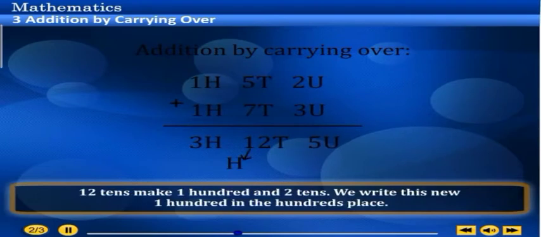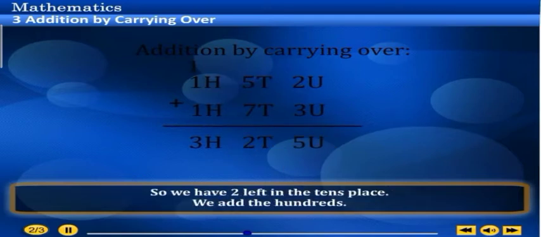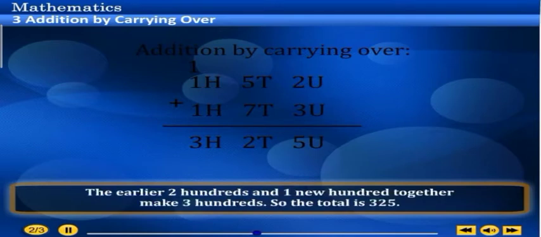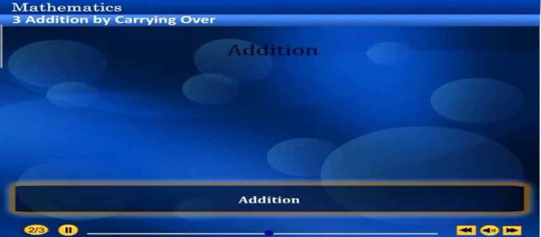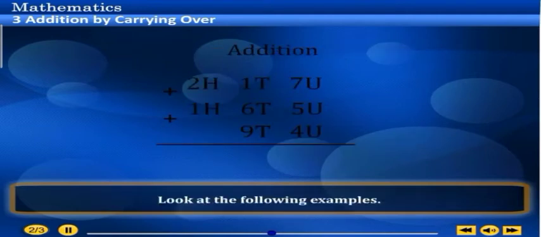12 tens make 100 and 2 tens. We write this new 100 in the hundreds place, so we have 2 left in the tens place. We add the hundreds. The earlier 2 hundreds and 1 new 100 together make 300. So the total is 325. Addition. Look at the following examples.